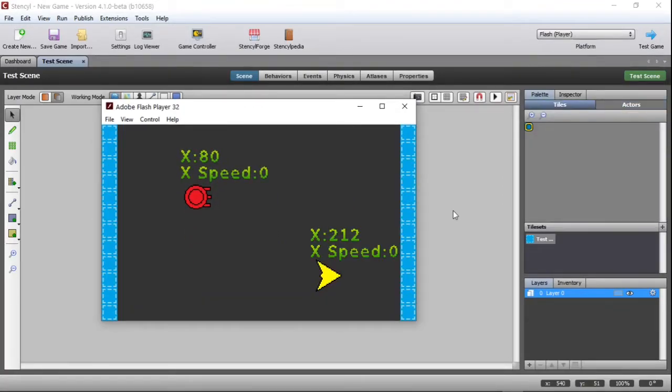If an actor has a bigger x position than another, it will be further right. If an actor has positive x speed, it's moving right. If an actor has negative x speed, it's moving left.